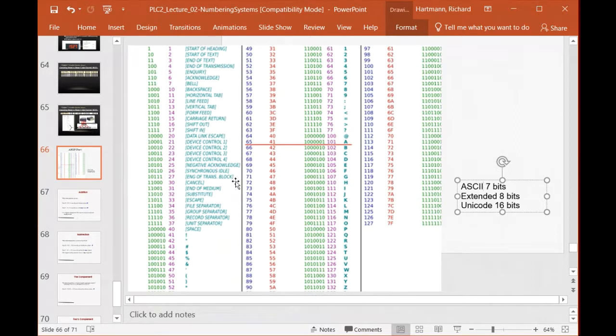And so what they did was they said, we're going to use 7 bits, and then we're going to use the 8th bit as what they called a parity bit. It's kind of an error checking bit.